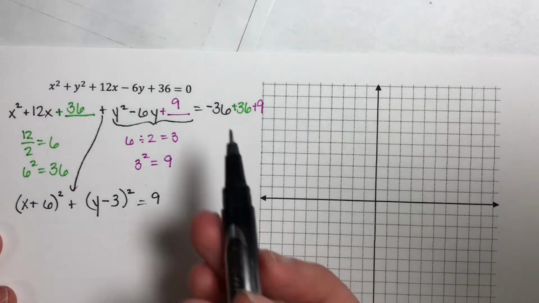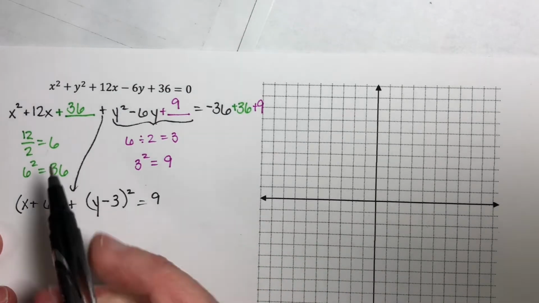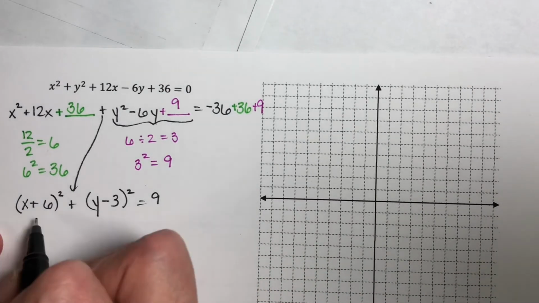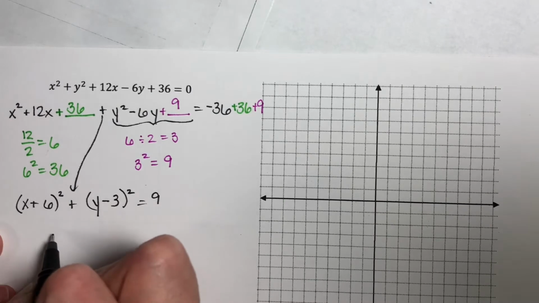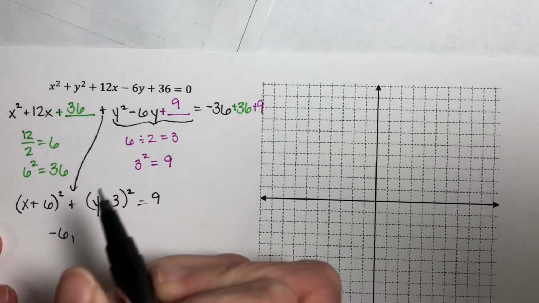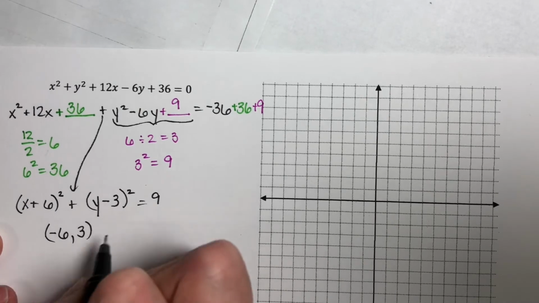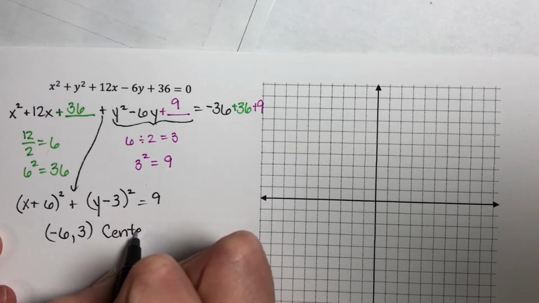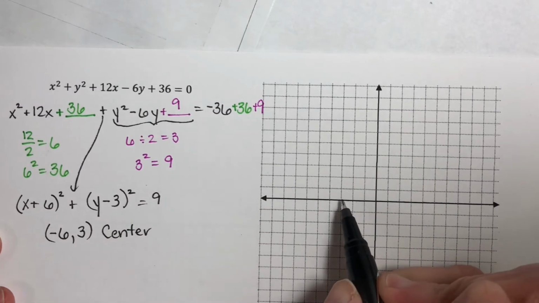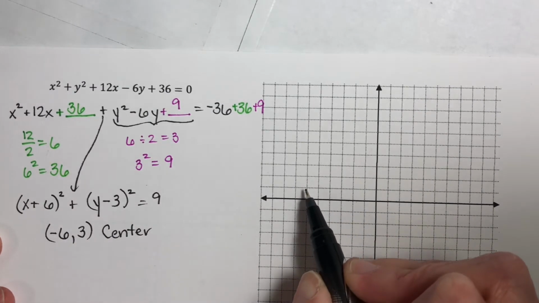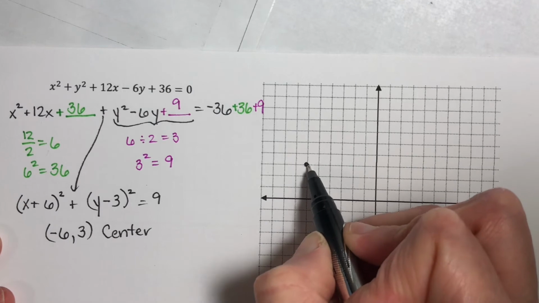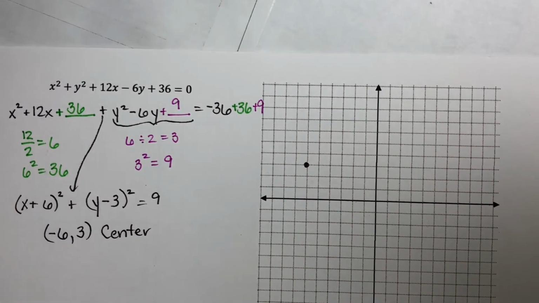Okay, so what is my center? Well, it's the opposite of this. This is plus 6, so my center is at negative 6. This is minus 3, so positive 3. So negative 6, positive 3, which is about right there.